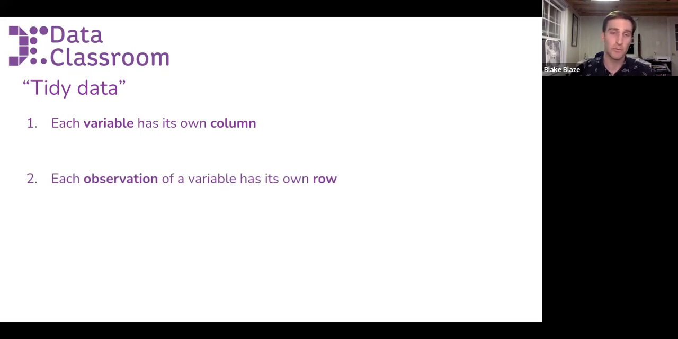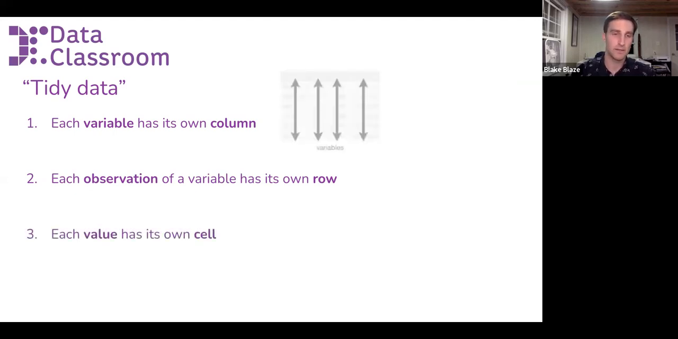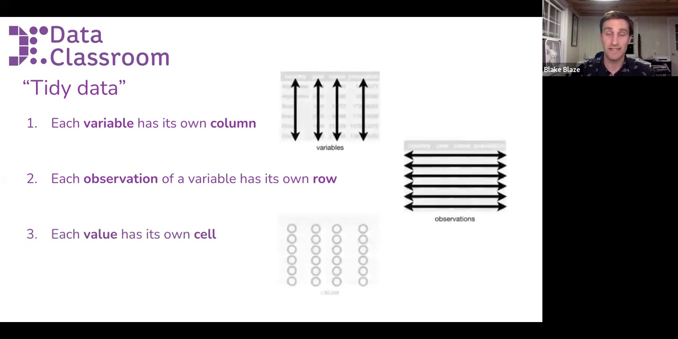Next is that each observation of a variable has its own row. And this could be useful, for instance, when time is one of your variables, because I think we tend as humans to just group our data based on time. But if there are multiple observations being made at the same time, each of those observations is going to require a different row. And then finally, each value has its own cell. Ultimately, tidy data is a really important way for us to recognize our variables and also keep the results discrete so that they can be uploaded and analyzed using different computer software.